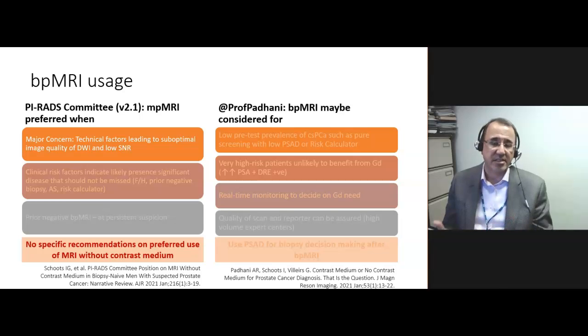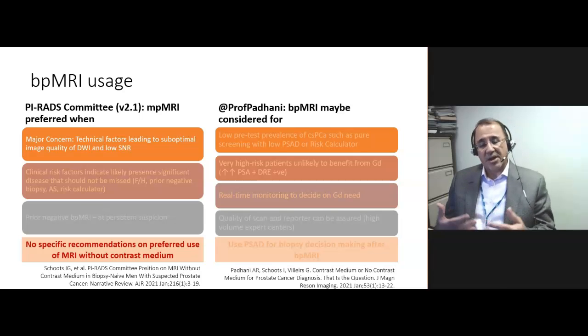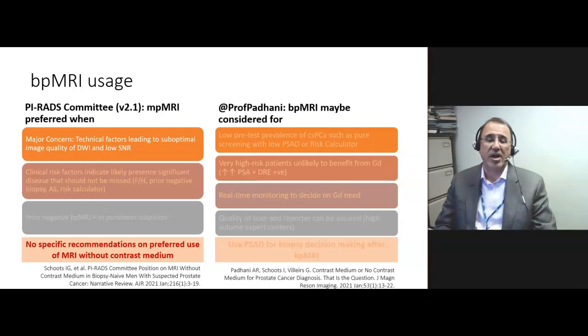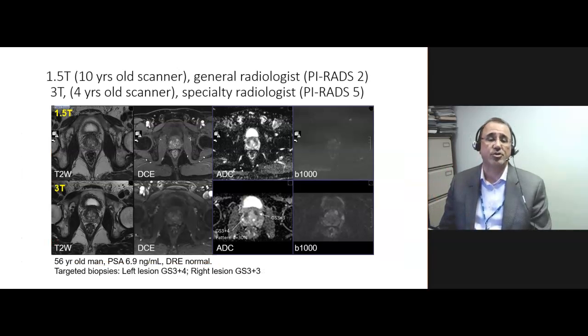There are more indeterminate cases. So what does the PIRADS committee say? The PIRADS committee provides no specific recommendations on the preferred use of MRI without contrast medium. They are concerned about technical factors leading to suboptimal image quality of the diffusion imaging and because of low signal-to-noise ratio images. Here is a same patient evaluated on a 1.5 Tesla scanner, a 10-year-old scanner, reported by a general radiologist called a PIRADS 2.